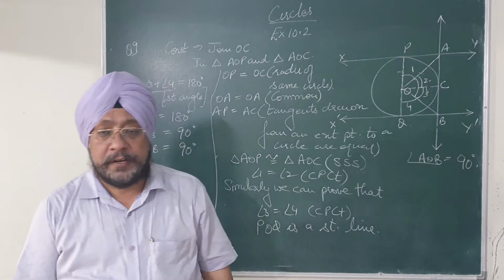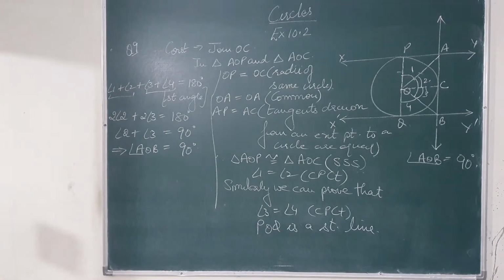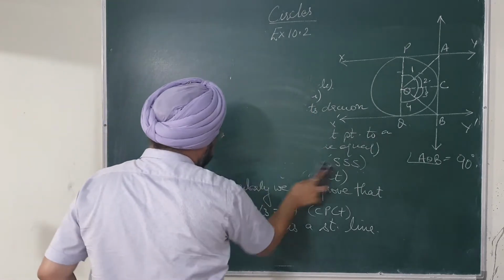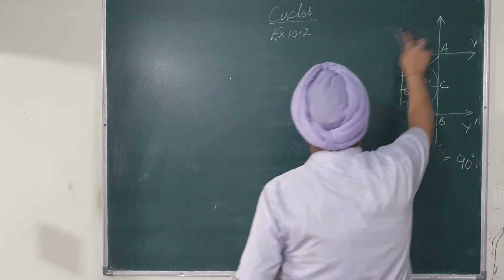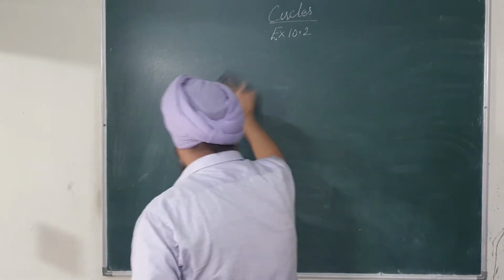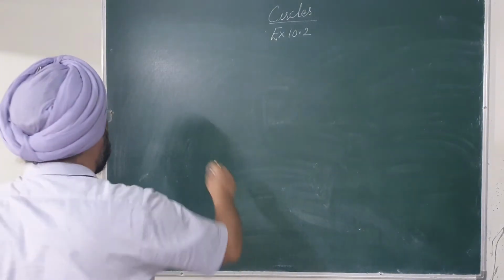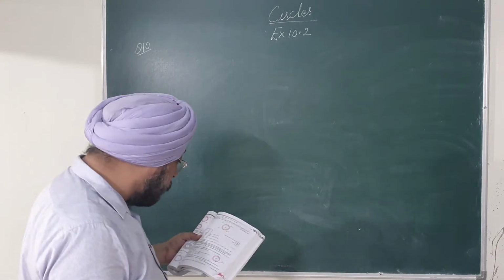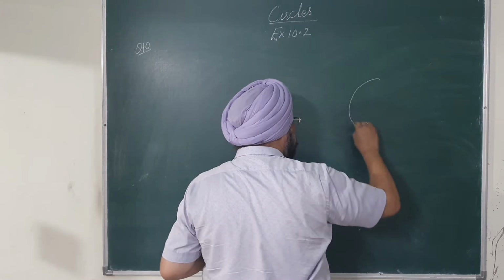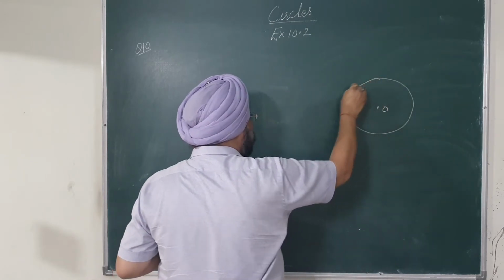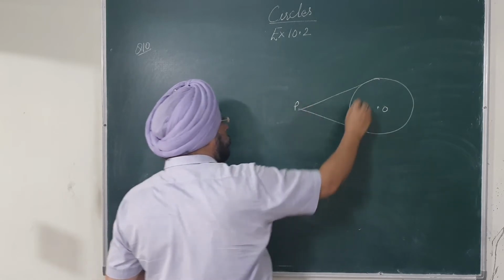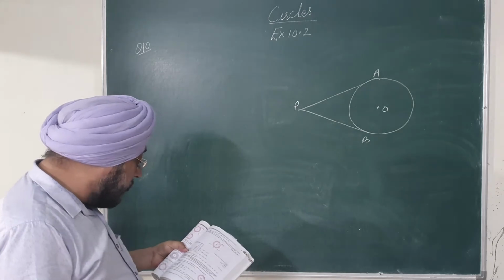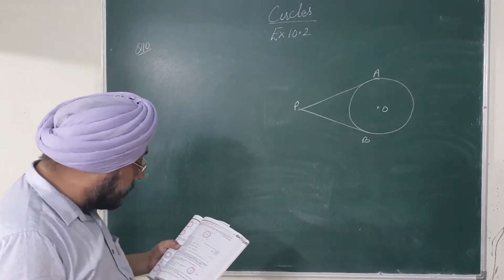So let's see question number 10. Question number 10 is: prove that the angle between the two tangents drawn from an external point to a circle is supplementary to the angle subtended by the line segment joining the points of contact at the center. So let us consider the figure.